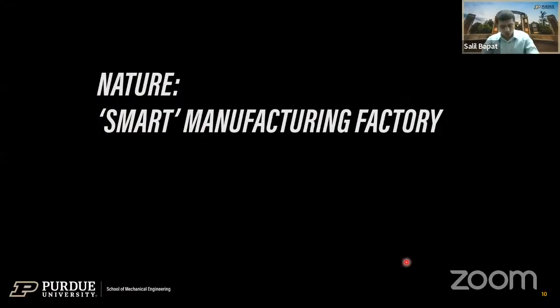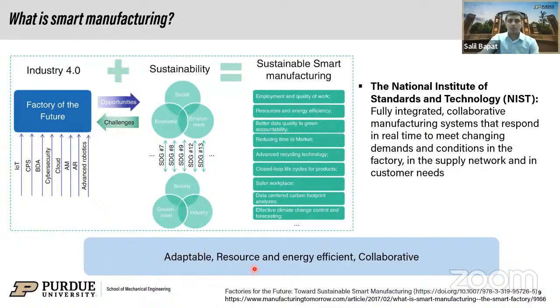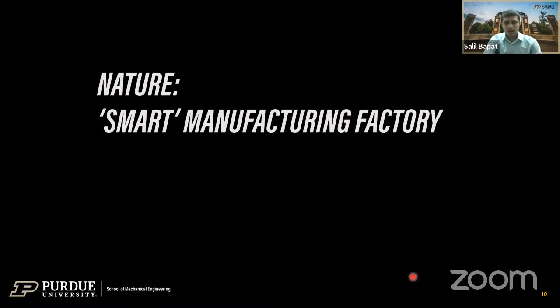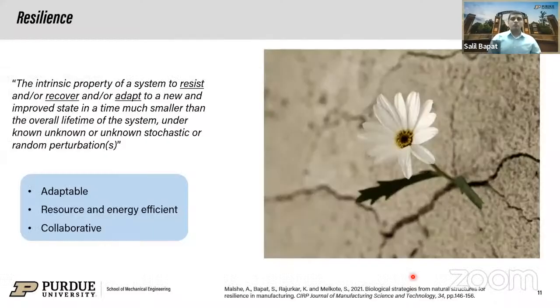It's in nature. So you look at nature or biology as a smart manufacturing factory. I gave you a bunch of examples from nature, from lotus leaf to shark skin to snakeskin. But we should really view nature as a smart manufacturing factory because all three things that I highlighted before, adaptability, resource and energy efficiency, and collaborativeness, are found in nature. So with that, let me put a background of what we can learn from nature and how we can apply that to manufacturing. This is a representative picture of the resilience in nature.